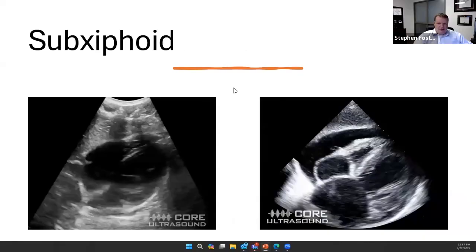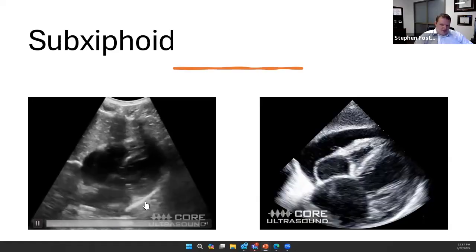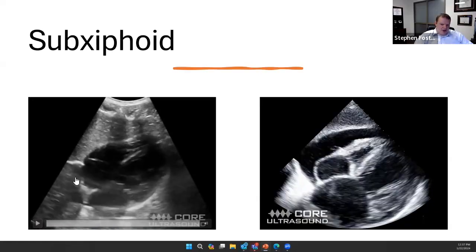And then finally is the subxiphoid. So in this case, you're actually up underneath the xiphoid in the center of the chest, and you're shining, typically have the probe pointed from the right side to the left to look at the heart. And so here you're generally looking at overall structure. So this bright line around the edge right here is the pericardium, and you're looking to make sure that it stays right around the heart. There's no black space there.